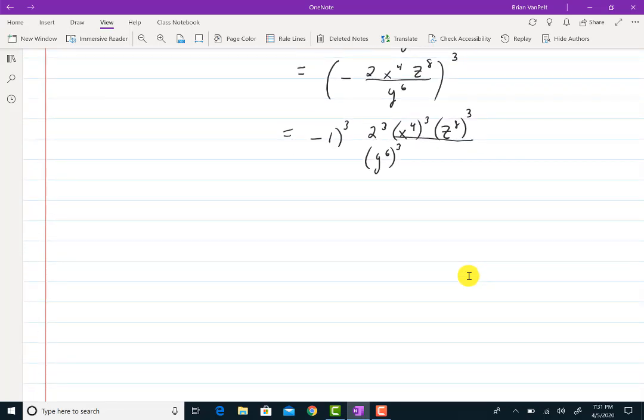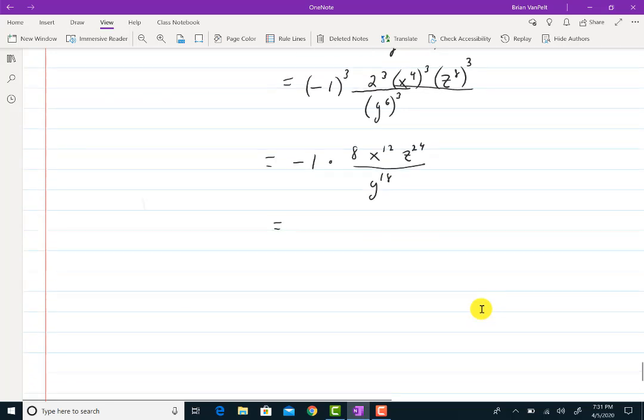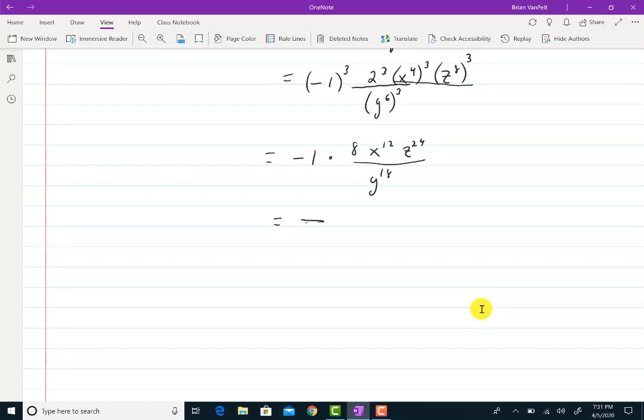And you know what? The division bar does not have to include the negative. So just that far. Well, negative 1 to the 3rd is still negative 1. 2 to the 3rd is 8. X to the 4th to the 3rd is x to the 12th. You can multiply the 4 and the 3. Same thing goes with the 8 and the 3 on the z. You get z to the 24, all over y to the 18. And now I'll just change my negative 1 into a negative out front.